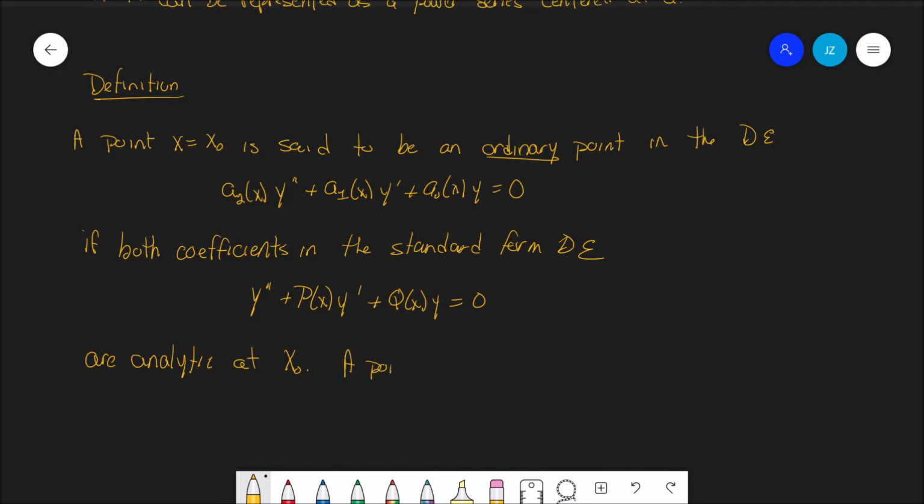A point that is not ordinary is said to be a singular point.